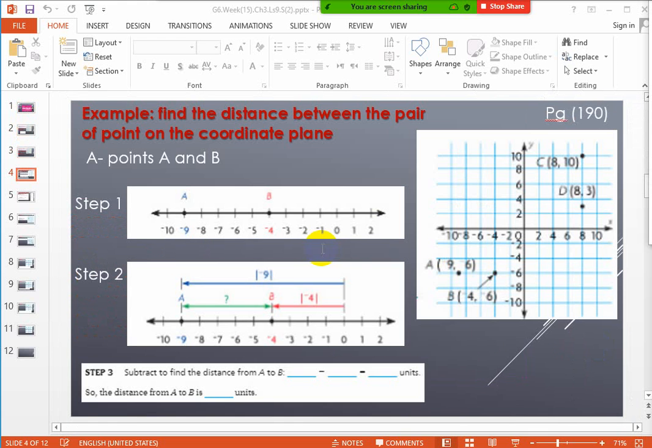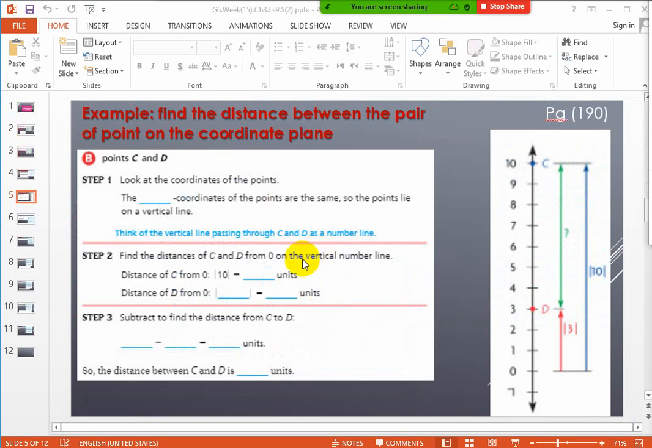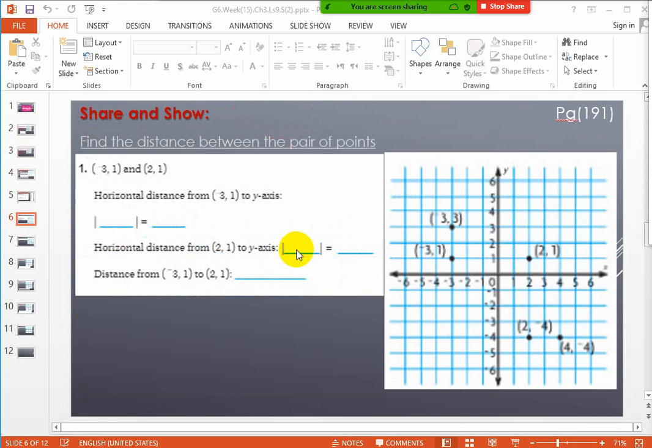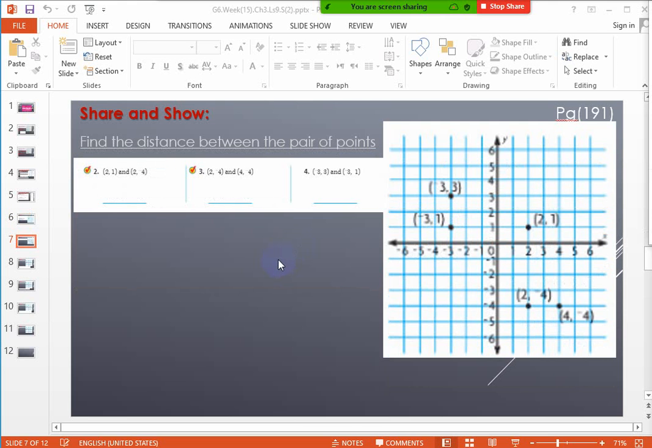So, girls, let's open page 191. And I think we did number 1. I want you to tell me, please. Okay, we did it. Yes. So now we will do number 2. Number 2 is I want to find the distance between the pair of points.